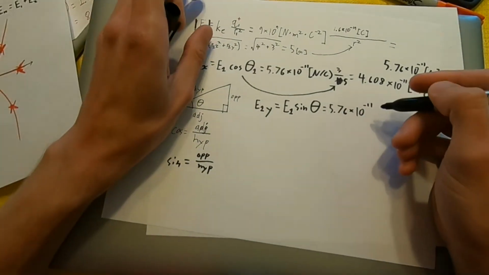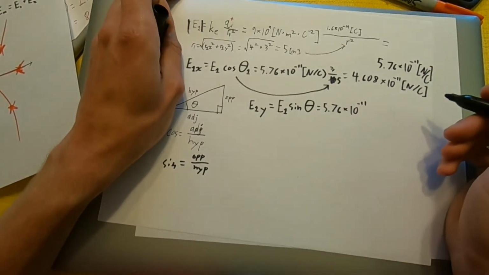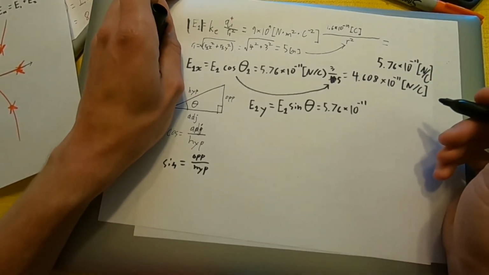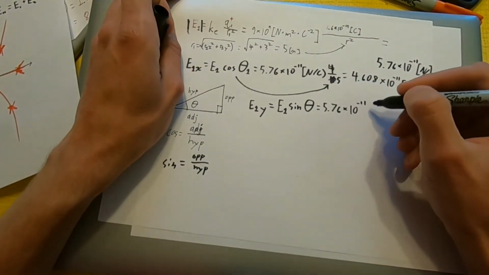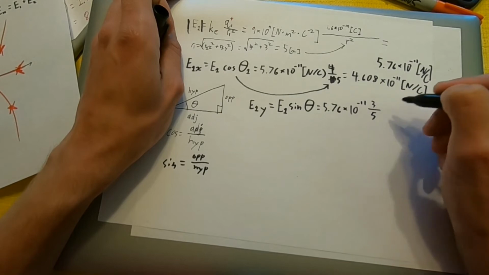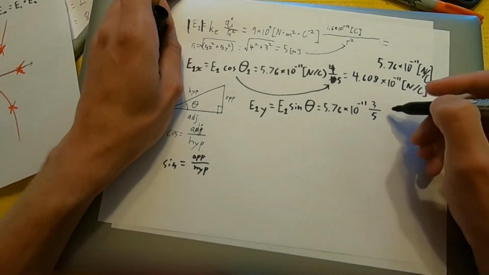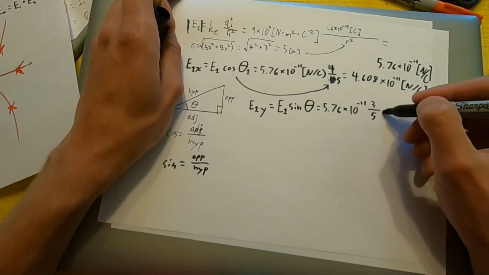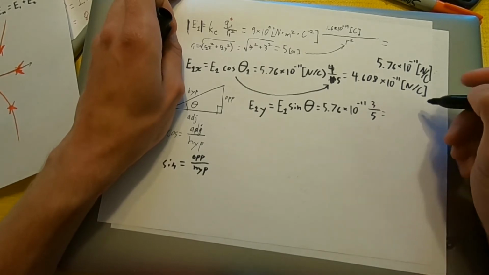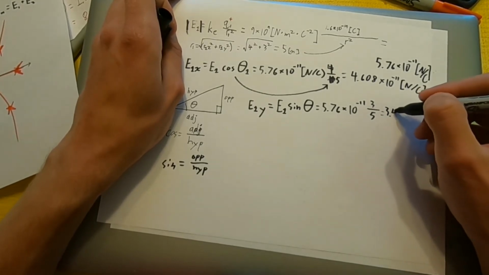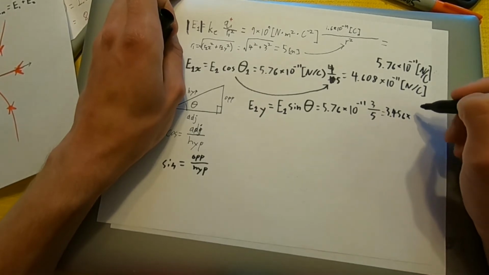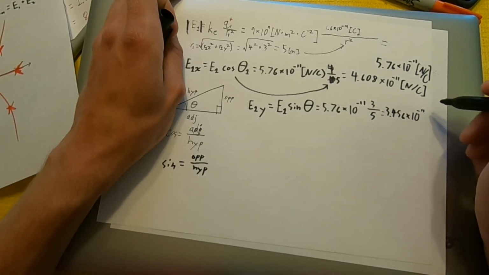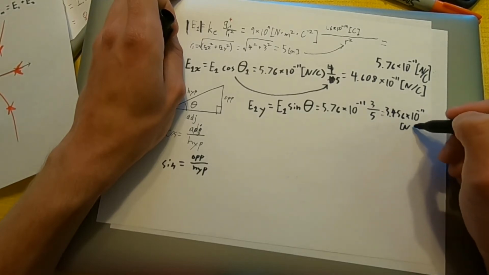So in this case, it's going to be equal to, I'm sorry, this was 4 over 5. This is 3 over 5. Which is equal to 3.456 times 10 to the negative 11th. Again, this is newtons per coulomb.